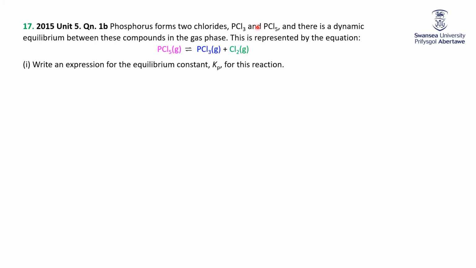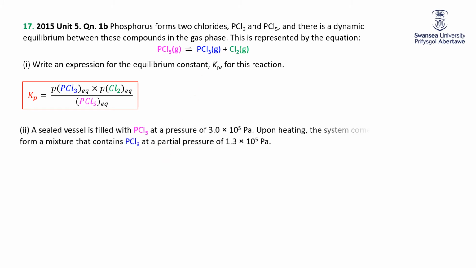Phosphorus forms two chlorides, PCl3 and PCl5, in a dynamic equilibrium. Write an expression for Kp. Well, it's exactly the same as Kc, except instead of using concentration, we use pressure. So righties multiplied together over lefties. Any coefficients become exponents, but they're all one here.